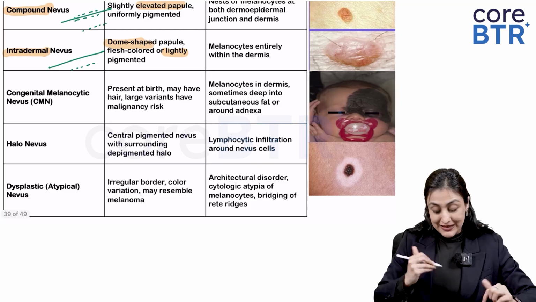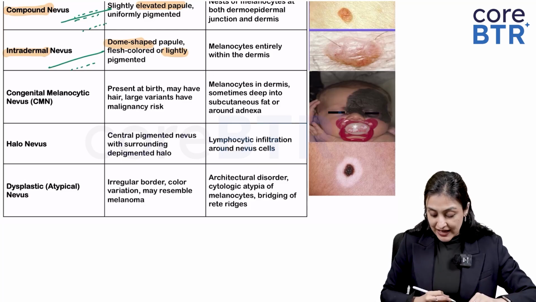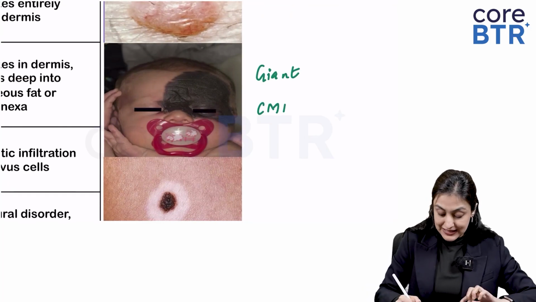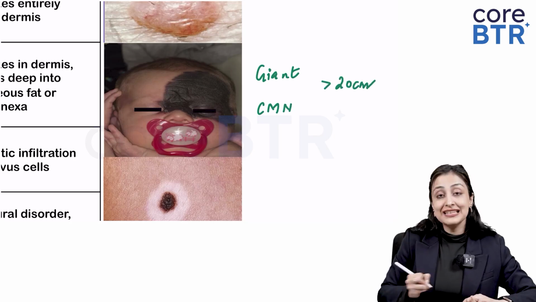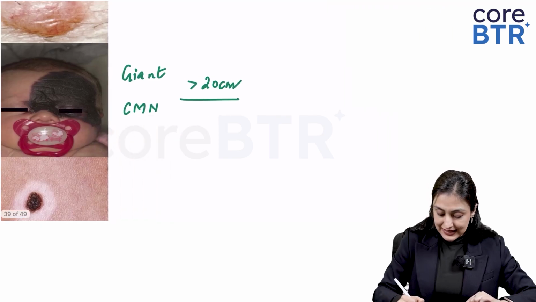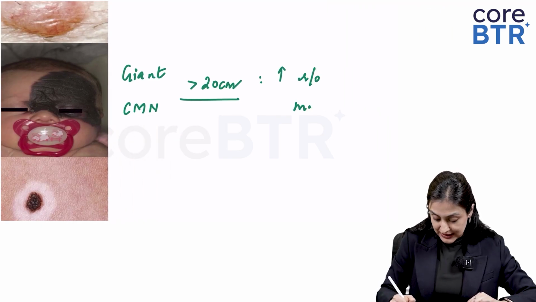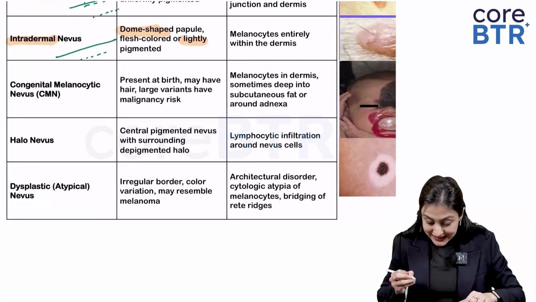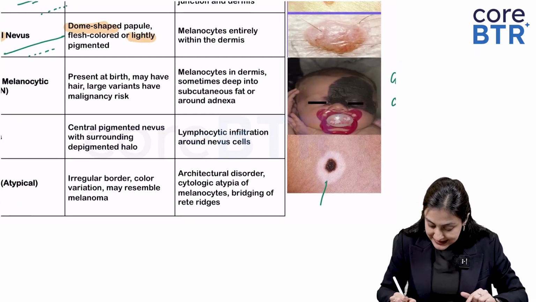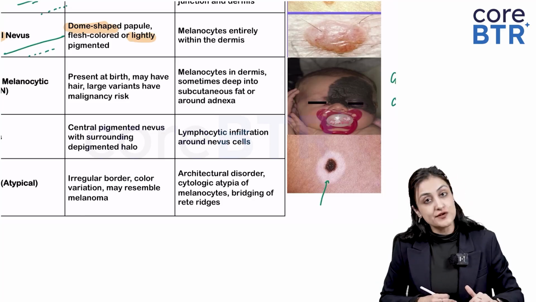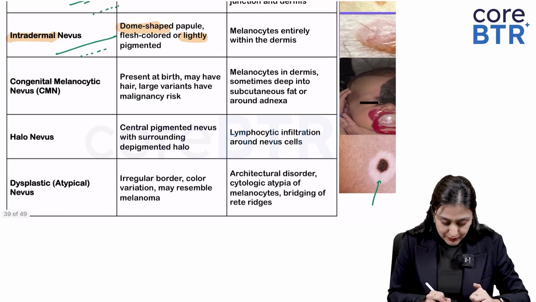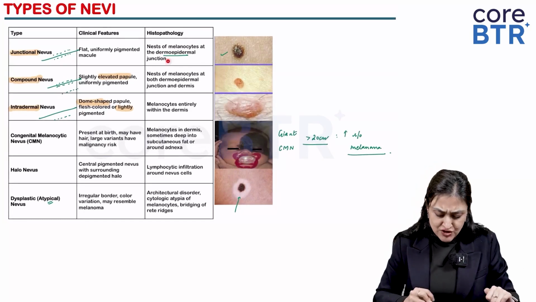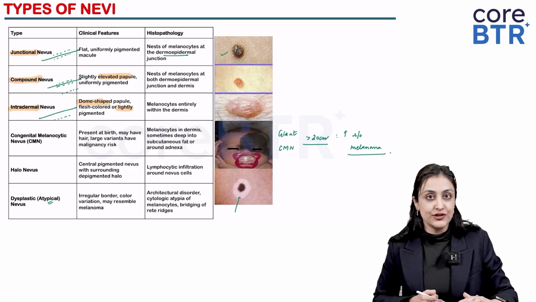Then you have congenital melanocytic nevus. Since birth, you may have hair associated. This is where we need to learn about giant CMNs. Congenital melanocytic nevus is defined as any nevus more than 20 centimeters and they have a higher risk of turning malignant into a melanoma. Then you have halo nevus. This is where you have this depigmented halo and that is because of lymphocytic infiltration, and you may have dysplastic nevi which are on their way to become melanomas, right? So not much in this except for junctional, compound and intradermal.